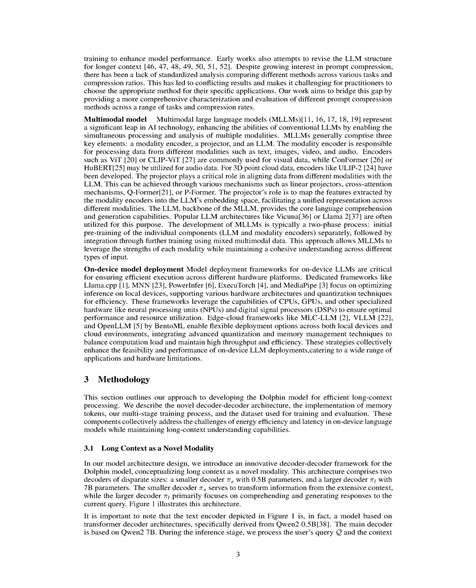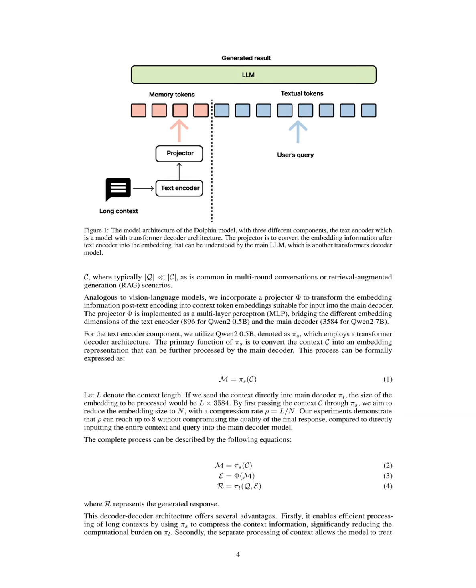The Dolphin model employs a novel decoder-decoder architecture that processes long contexts efficiently by conceptualizing them as a distinct modality. Initially, the context C is input into a smaller decoder, pi_s with 0.5b parameters, which compresses the context into a reduced embedding representation. This compression significantly decreases the embedding size, achieving a compression rate, ρ, of up to 8, thus alleviating the computational burden on the larger decoder, pi_l with 7b parameters.